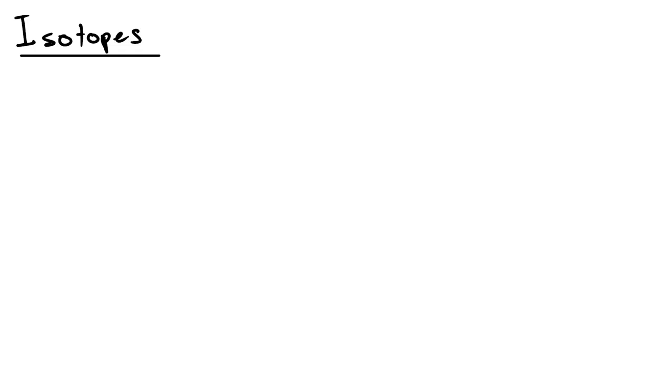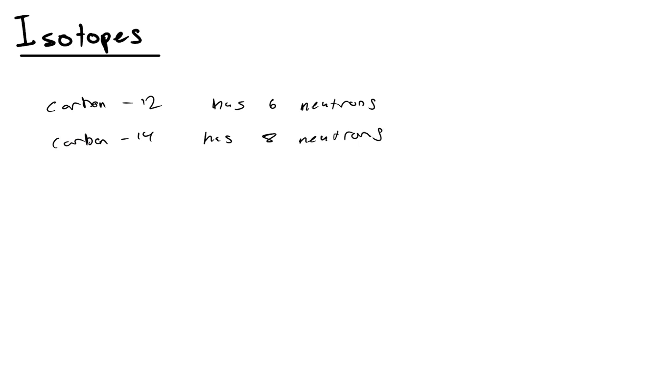So let's go over an example. Let's take the carbon isotopes. All carbon atoms are going to have 6 protons, but carbon-12 has 6 neutrons, while carbon-14 has 8 neutrons. They're both carbon, they're just different isotopes.